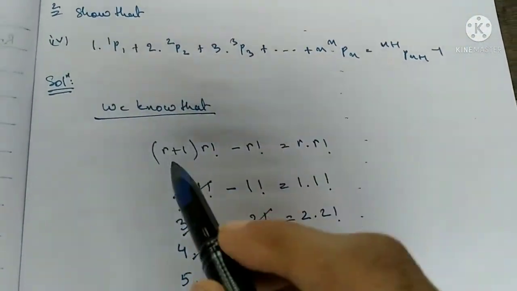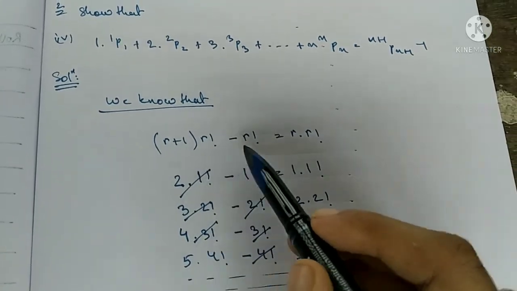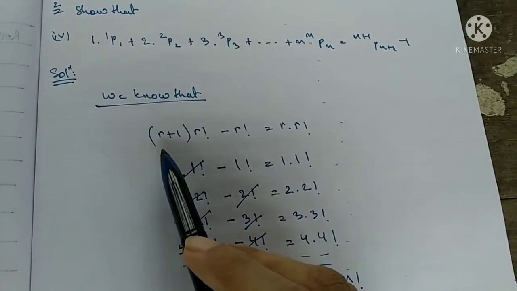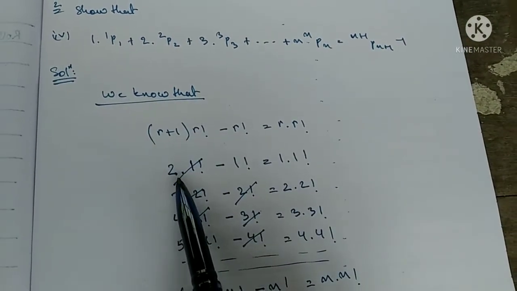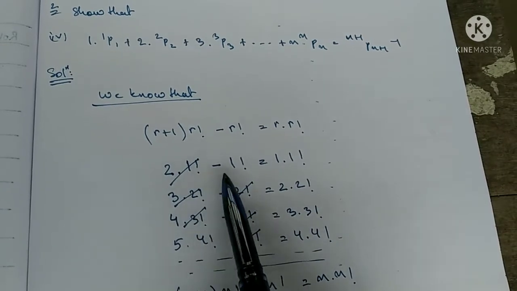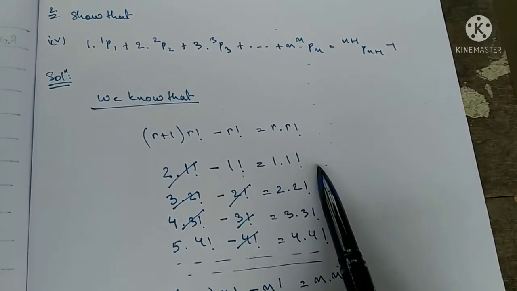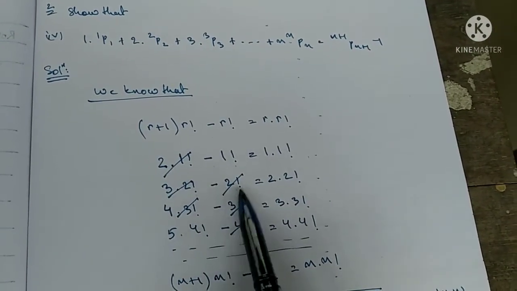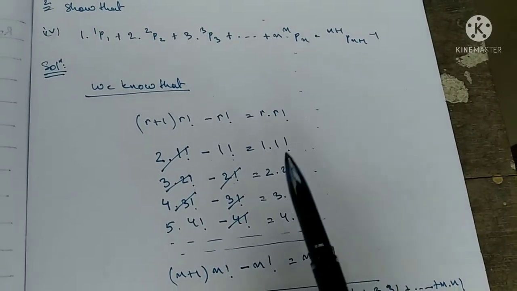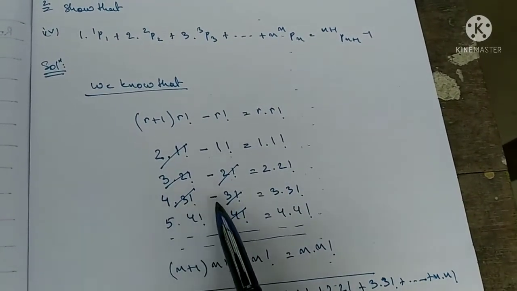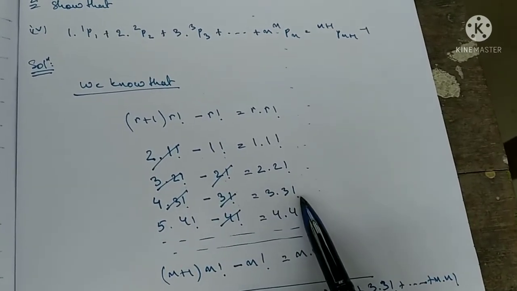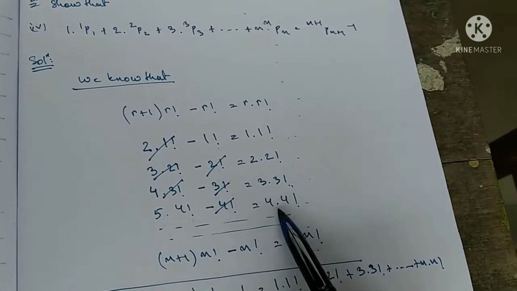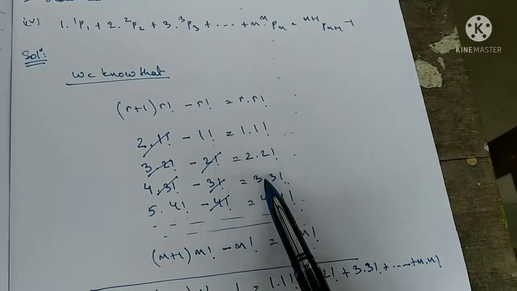First of all we will start with this formula. r plus 1 into r factorial minus r factorial is equals to r into r factorial. r value I will start from 1. If I give r value 1, then I will get 2 into 1 factorial minus 1 factorial is equals to 1 into 1 factorial. Similarly, when r value becomes 2, then 3 into 2 factorial minus 2 factorial is equals to 2 into 2 factorial. When r value becomes 3, then 4 into 3 factorial minus 3 factorial is equals to 3 into 3 factorial. When r value becomes 4, then 5 into 4 factorial minus 4 factorial is equals to 4 into 4 factorial. According to this formula I am putting.